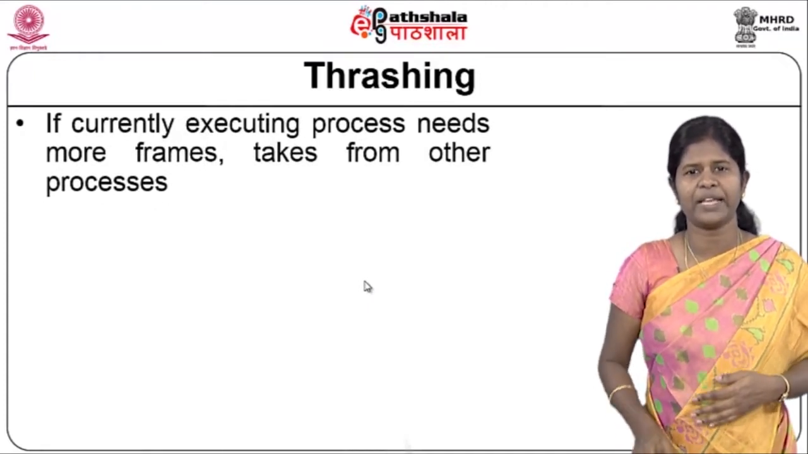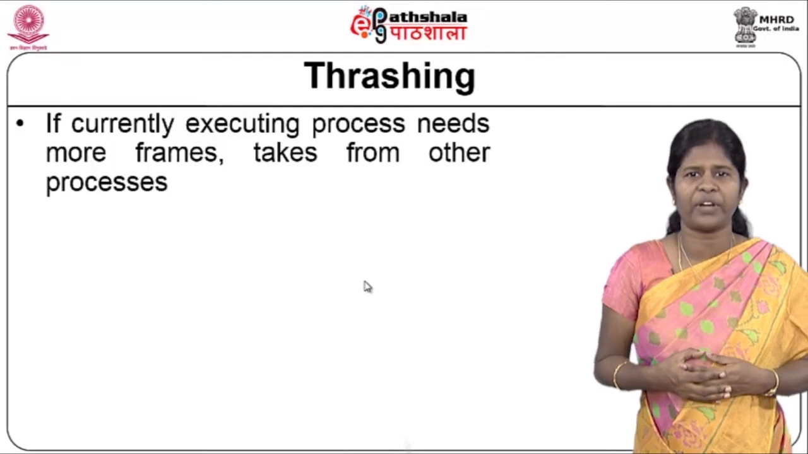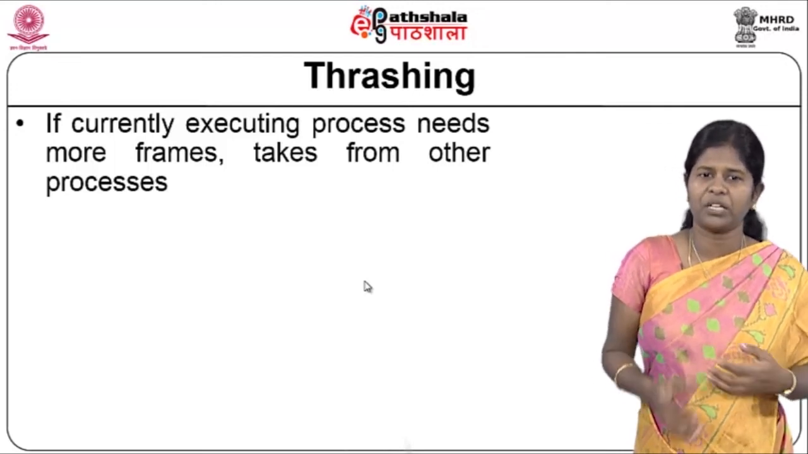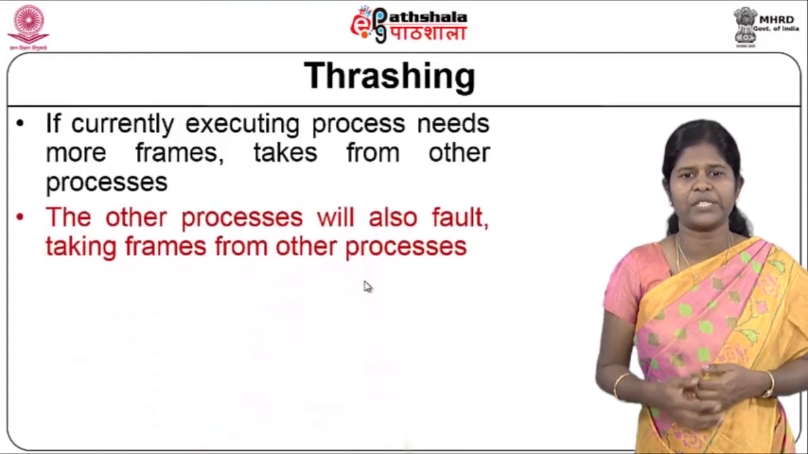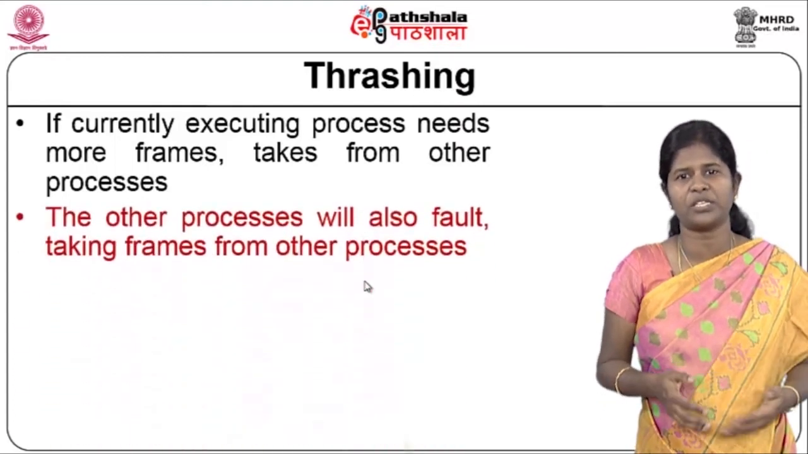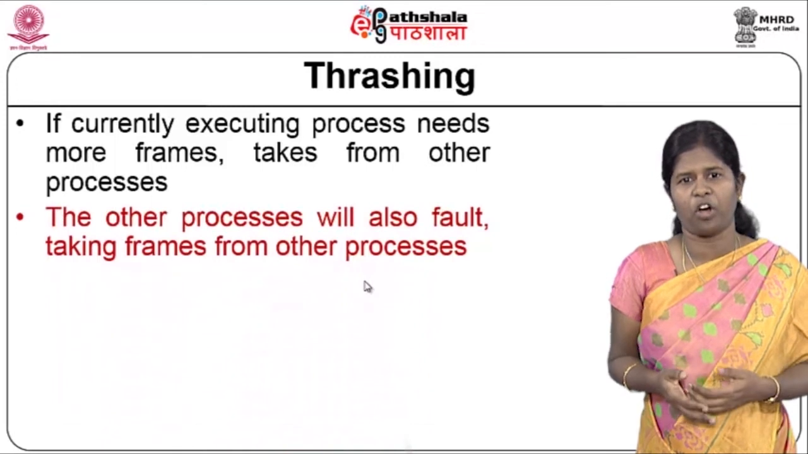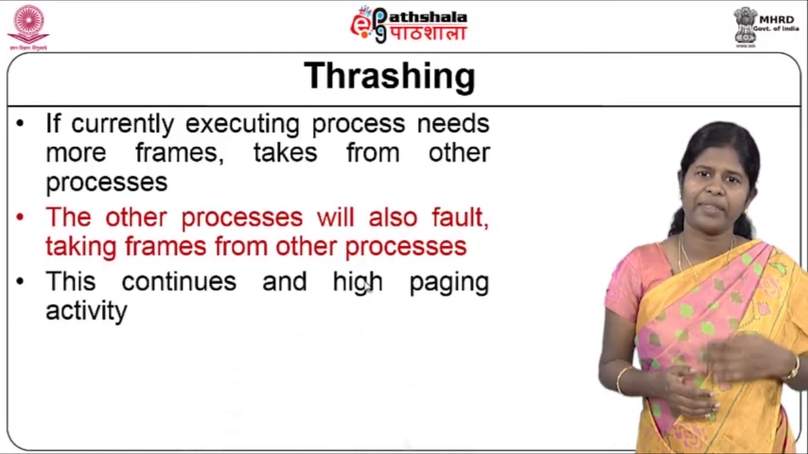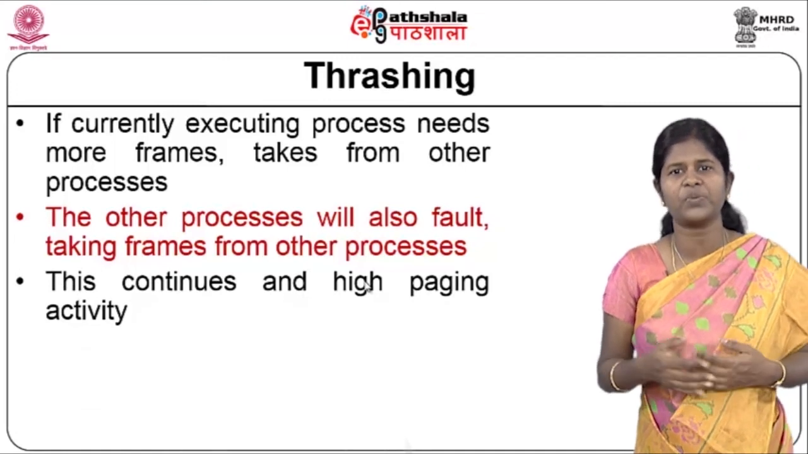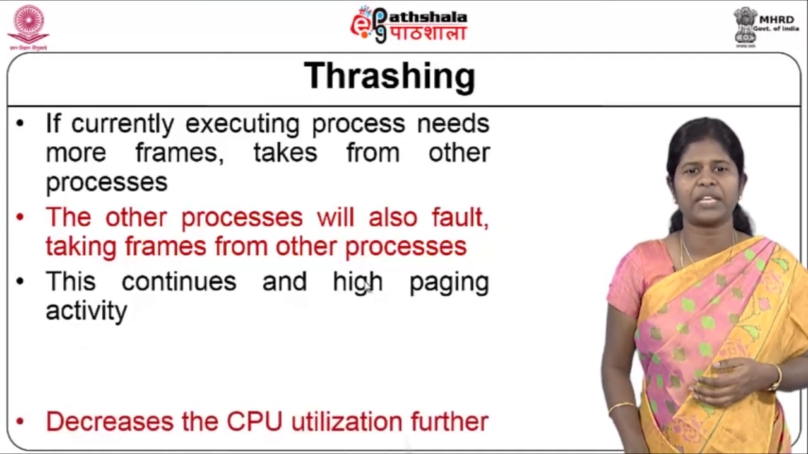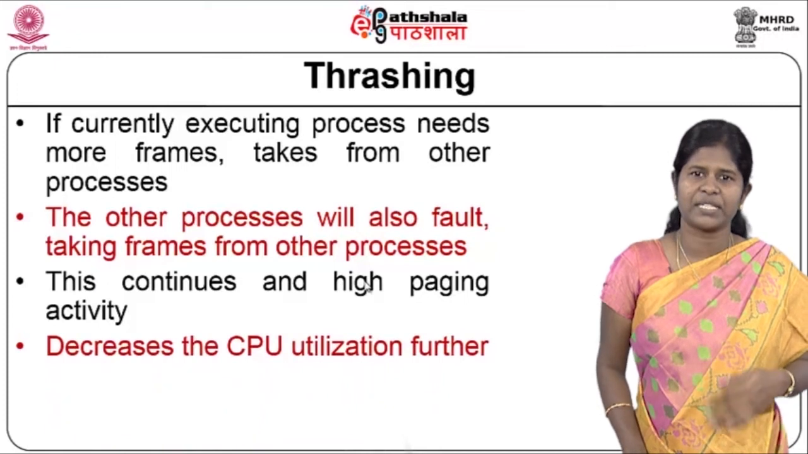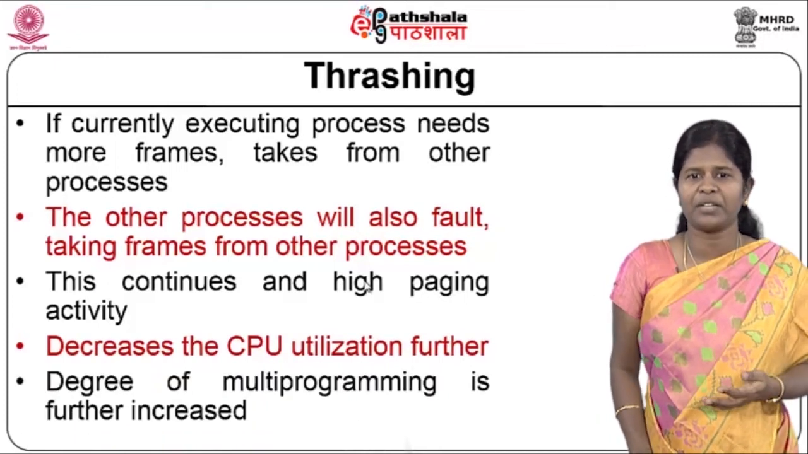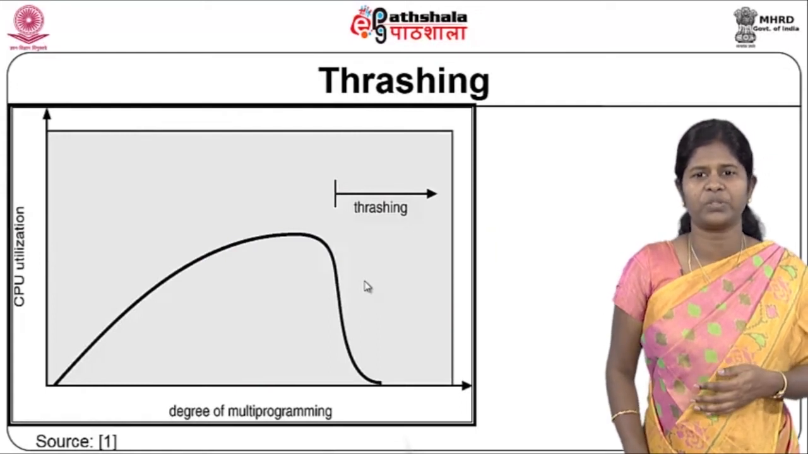So, if the currently executing process needs more frames, and global replacement is allowed, it will take frames from other processes, and then the other processes will also fault and take frames from some other processes, and those processes will also fault. This will continue and high paging activity happens, which decreases CPU utilization further, and the degree of multiprogramming is further increased, and this leads to thrashing.